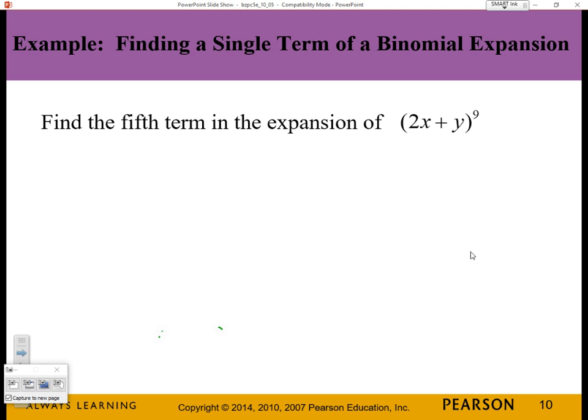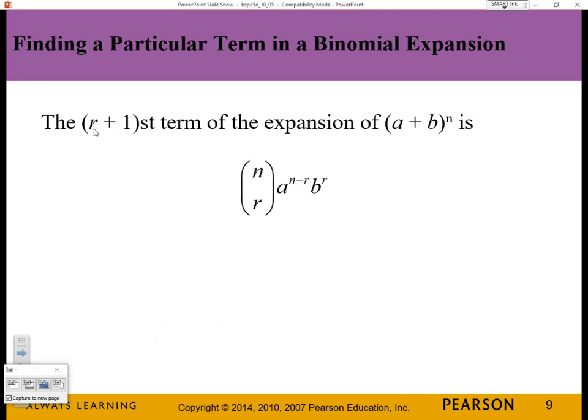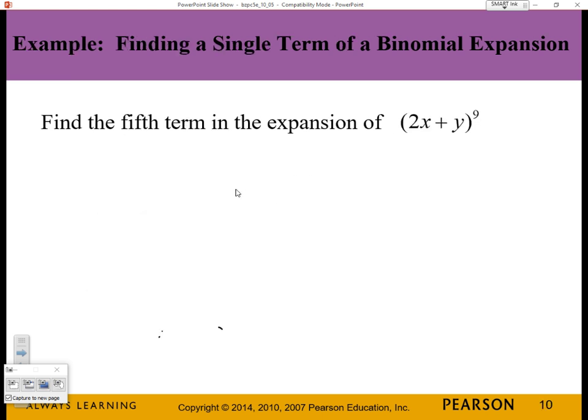Yes, it is 4. Remember, r plus 1 term. We're looking for r. So if we're looking for the 5th term, then r is 4. Okay. So you were right. But I didn't make that change. I made the change over here, but I didn't make the change over here.